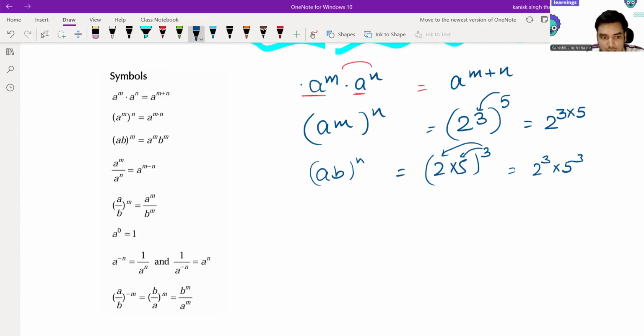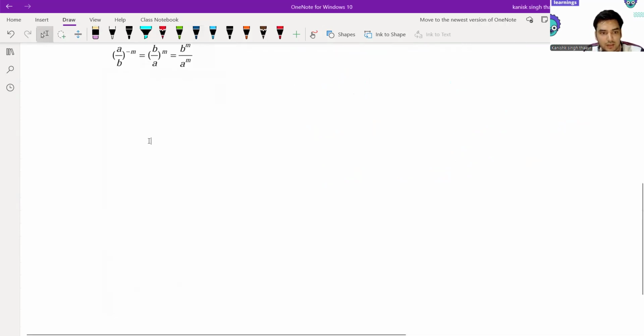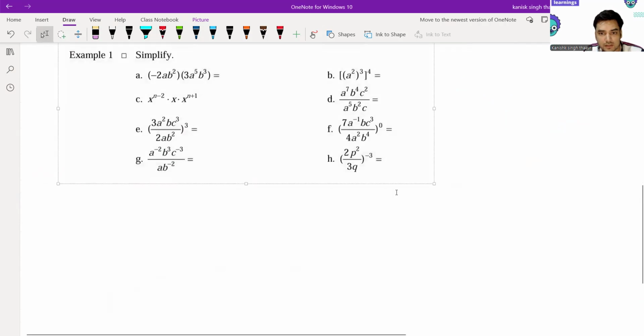I hope you are aware of this. a to the power 0 is 1. For a to the power minus n, you make this n positive and send this a into the denominator. The opposite is also true. So this is what the laws of exponents are. But we'll be doing some examples, which are more important. Suppose I post some examples here.